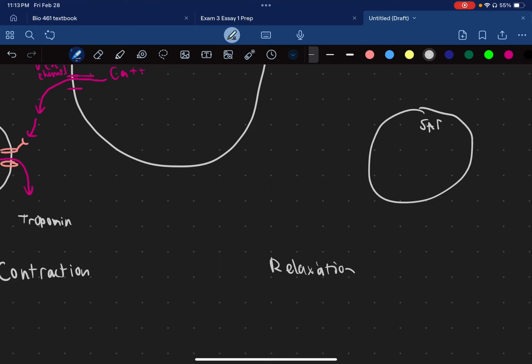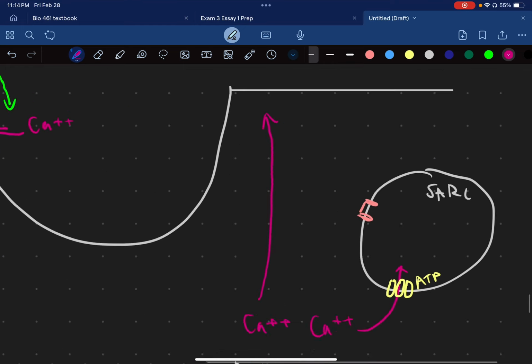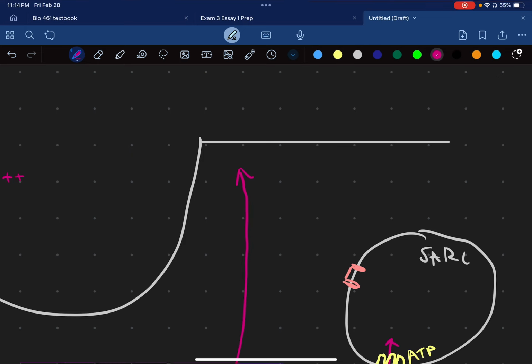Here we have another sarc. Calcium's going to come off. Some of the calcium is going to be pumped back into the sarc using ATP calcium pumps. And then here we have our closed RYR, ryanodine channel. And then some of the calcium is actually going to be pumped back into the ECF, and it's going to be sent back out to the ECF.